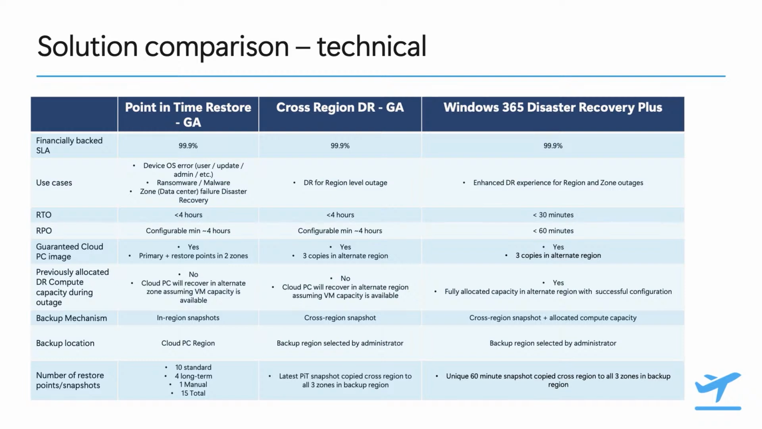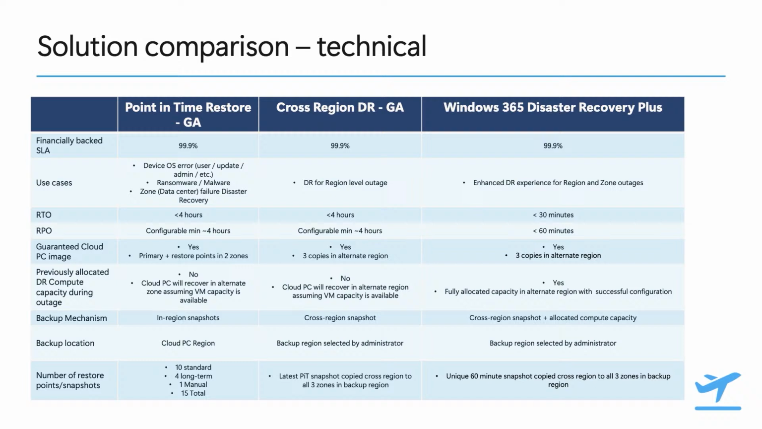Cross-region disaster recovery makes a copy of the latest restore point from point-in-time restore and copies that to a region of your choosing. We leave the region that the copy is made to you, as you're the expert in where your users are connecting from, your data requirements, and so forth. So you'll always have the opportunity to choose any backup region supported by Windows 365.